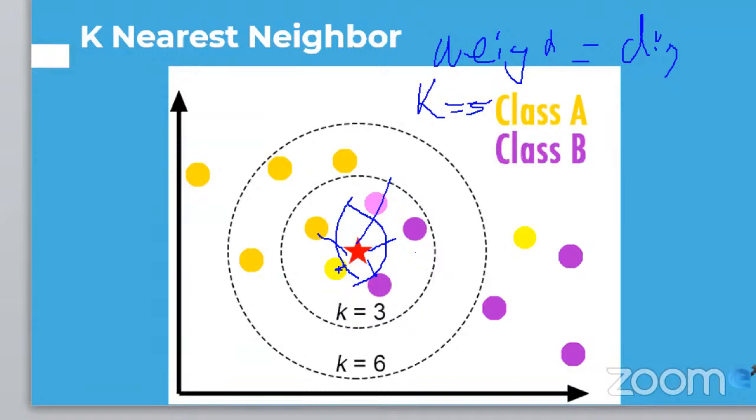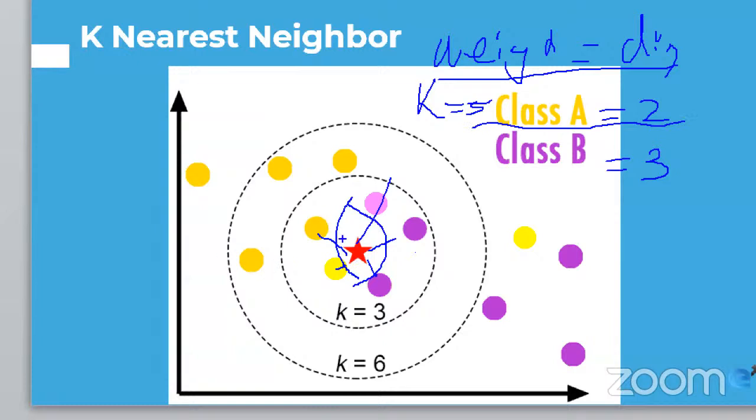For example, you can see this class A point is very close to this query data, even though I have three class B points and for class A I have two, which clearly indicates that class B is the winner because I have more data in class B. But when I keep the weight to be distance, whenever a data point is very close to my query data, it will be given more weightage, which means that sometimes the output can even be class A.